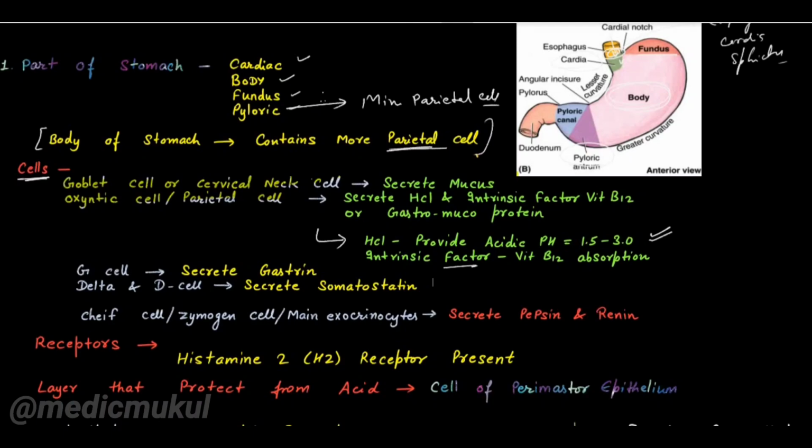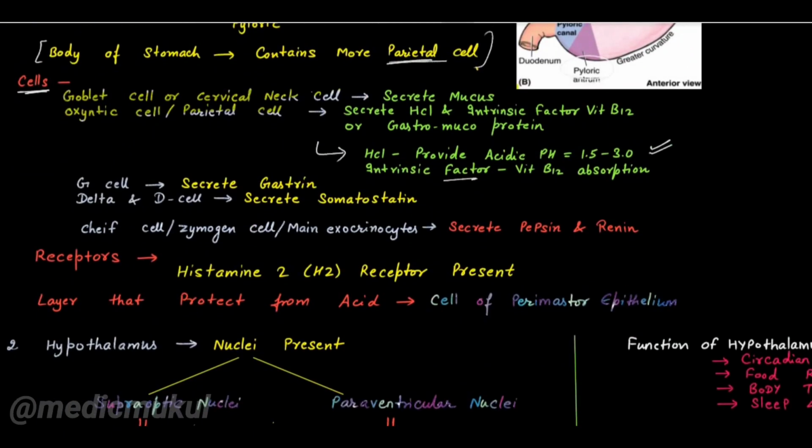Then there is one more question: who eats the vitamin B12? That is the parasite Diphyllobothrium latum. Now the another cell is the G cell. What does the G cell do? It secretes gastrin, or we call it gastrin hormone.